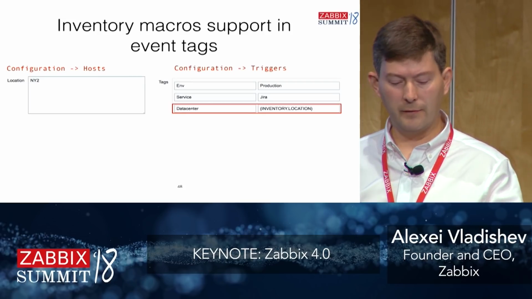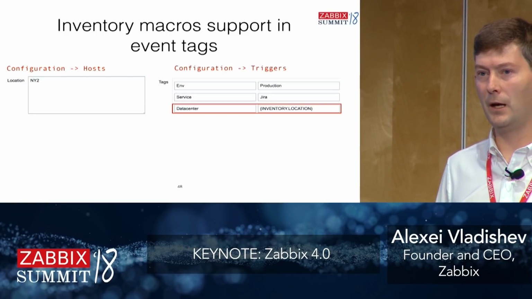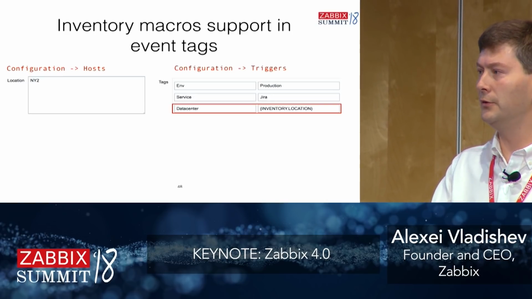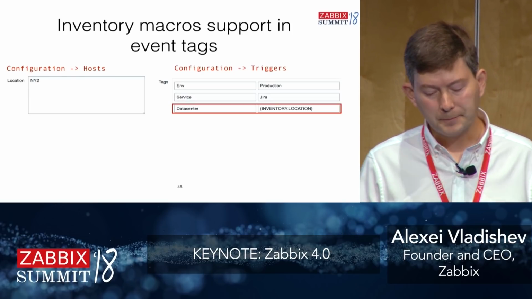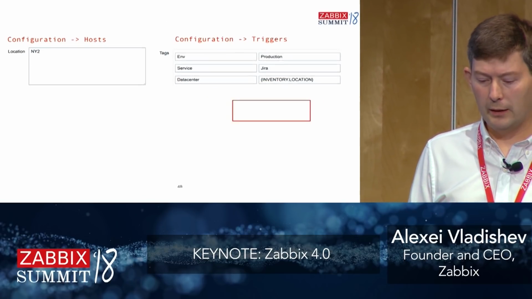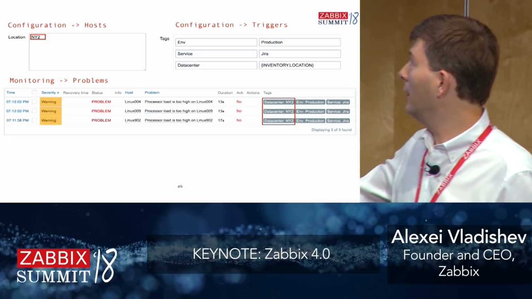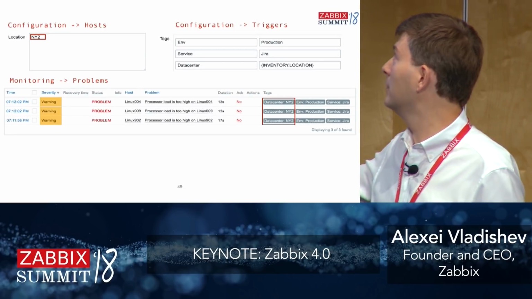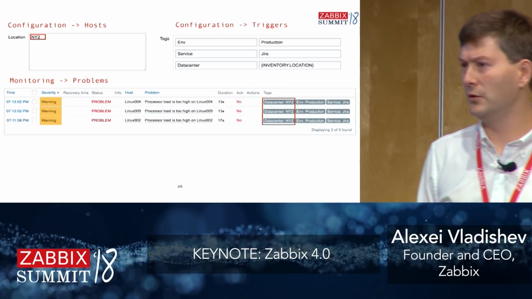So the value for the data center will be taken from a host inventory. You don't have to maintain it manually in the triggers anymore. So it will be maintained by an inventory. And then when problems are generated, like in this case, you would say, okay, I have this problem in production environment with the service Jira, and the data center is in New York 2.